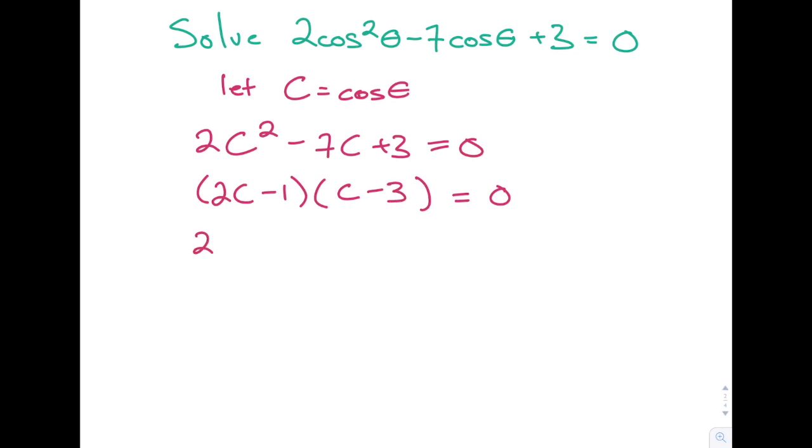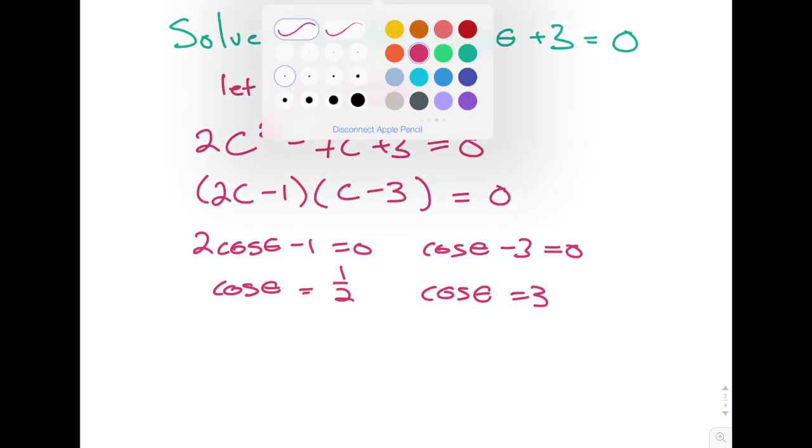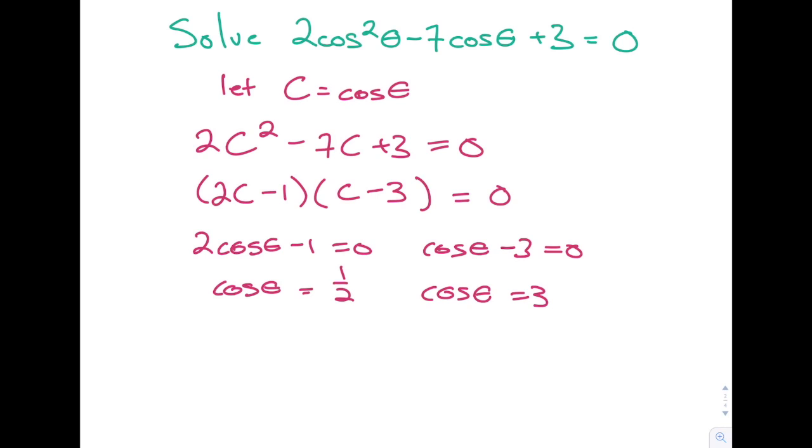So now I'll substitute cosine theta back in. 2 cosine theta minus 1 equals 0, or cosine theta minus 3 equals 0. So we have cosine theta equals 1/2, or cosine theta equals 3. Now you may already be thinking, but cosine theta can't equal 3, and that's great. That's good to be thinking, because now we could just get rid of that solution, since cosine never spits out anything greater than 1. So now we'll focus just on cosine theta equals 1/2.